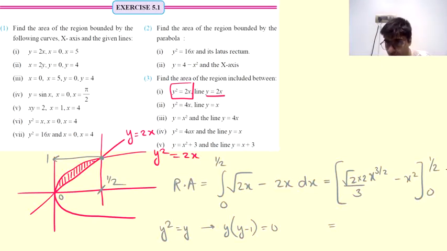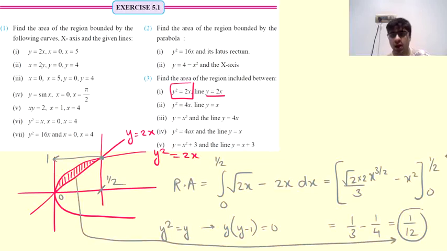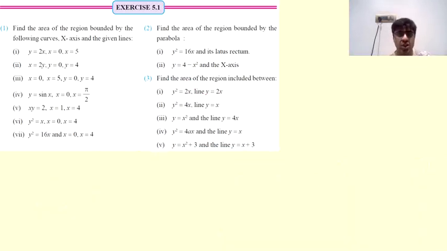And when you put half here, this part is going to become 1 upon 2 root 2 into 2 root 2. So 2 root 2 gets cancelled and the first part will be 1 upon 3, minus, put a half here, so that will be 1 by 4. So 1 by 3 minus 1 by 4 will be 1 by 12, and 1 by 12 square units is the value for the required area. Yeah, that's how we are answering the first question, and with that, let's go ahead with the second question.